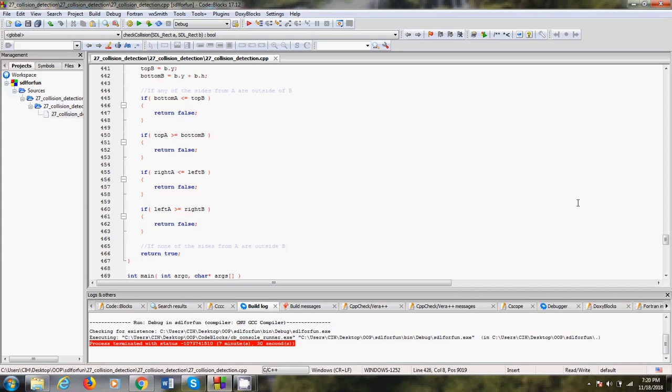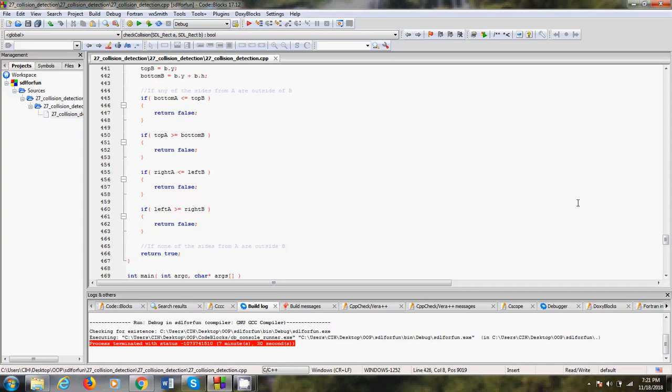The last two conditions tell us whether the right side of rectangle A has moved inside the left side of rectangle B or not. If the right side is lesser than or equal to the left side of B, it hasn't moved inside, so we can return false because the collision has not taken place. And if the left side of rectangle A, which is the fourth condition, is greater than or equal to the right side of B, which means it is further right than the right side of B, then again the collision has not taken place and we can return false.